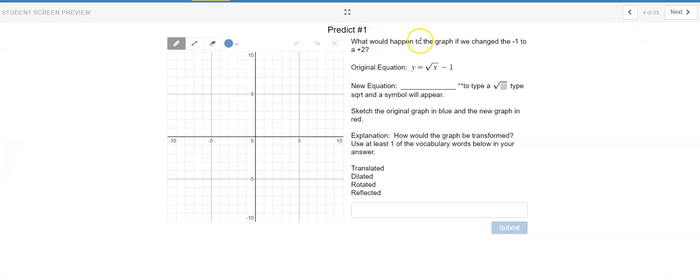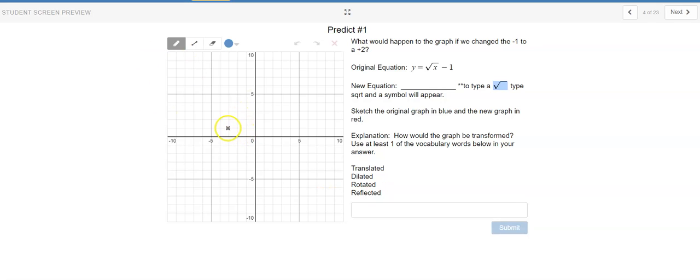This one, what would happen to the graph if we change this -1 to a +2? You're going to submit the new equation, and to get the square root sign, you're going to type SQRT, and then it'll show up. So you're going to type a new equation, and then give me an explanation. How would the graph be transformed? You're going to use one of these words in that.